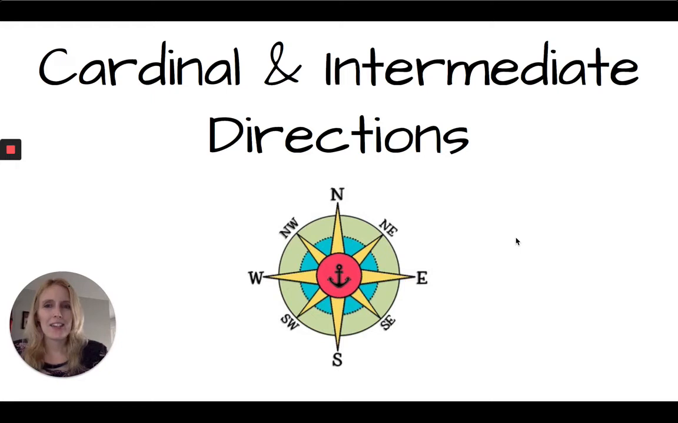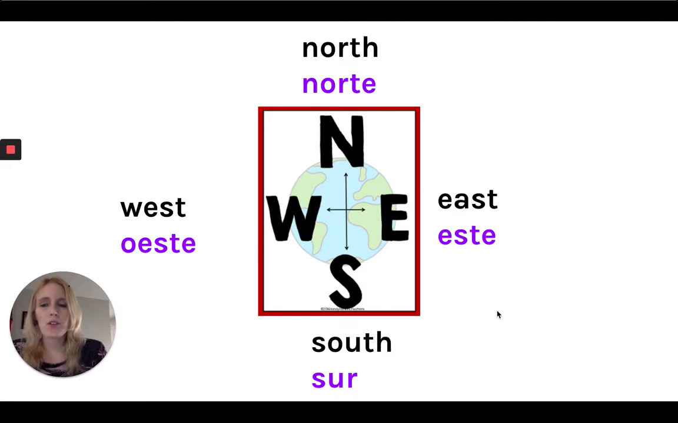Hi, second graders. Today we're going to learn a little more about mapping. Yesterday we learned that a map helps us find our special place on this earth. And today we're going to find out how to get from one place to another using cardinal and intermediate directions. So let's start with our cardinal directions.